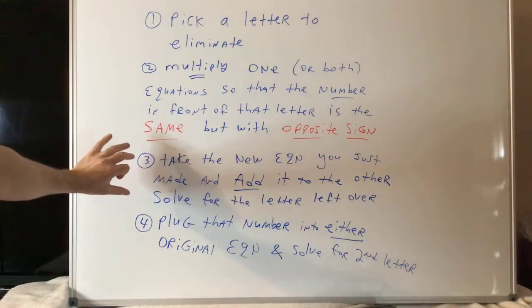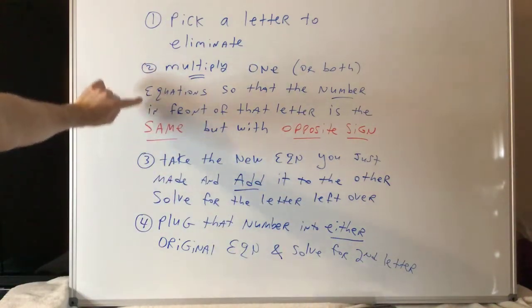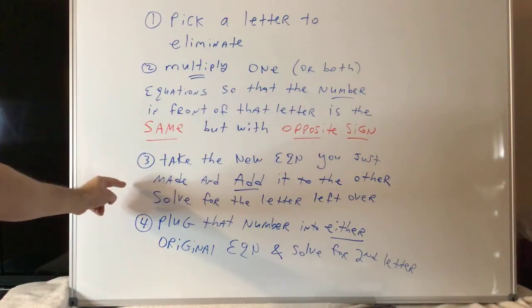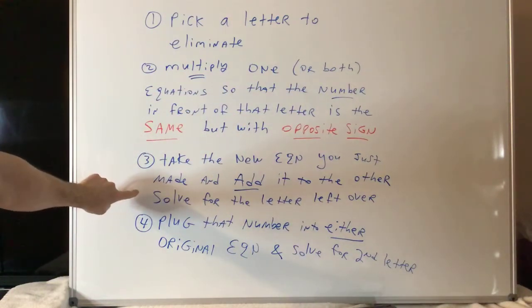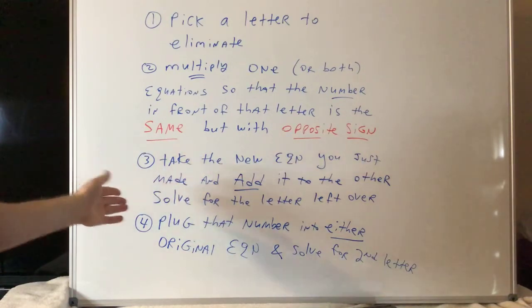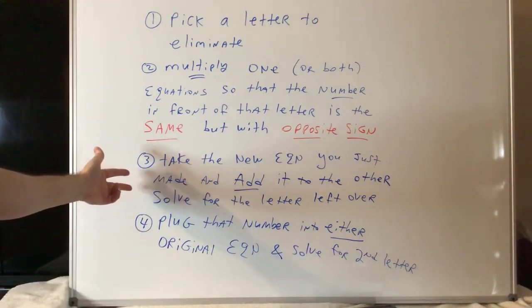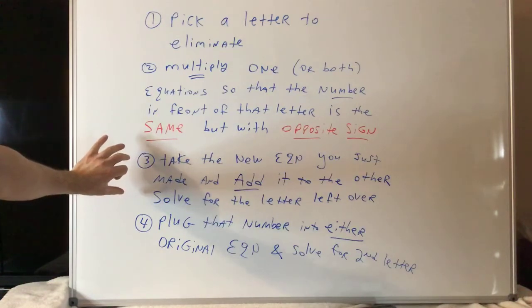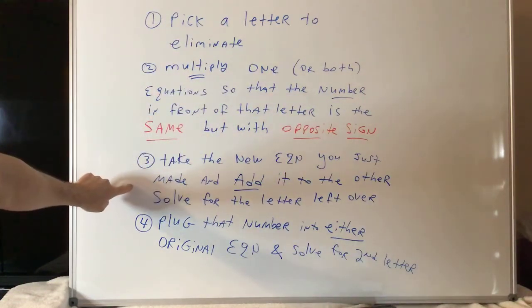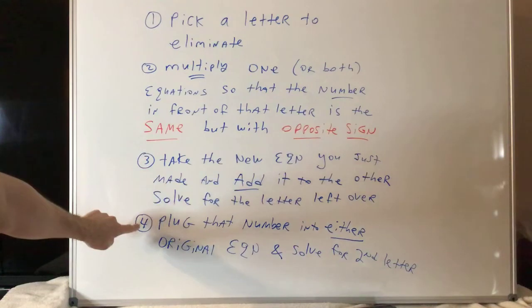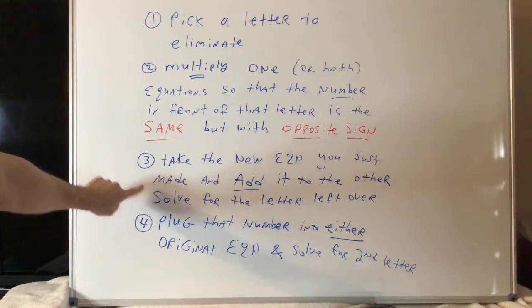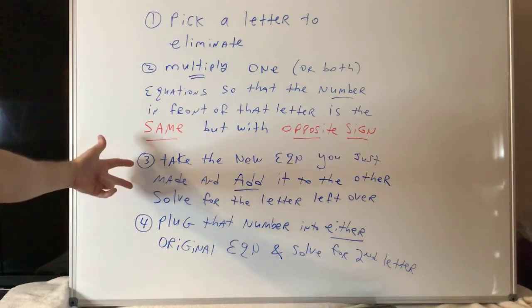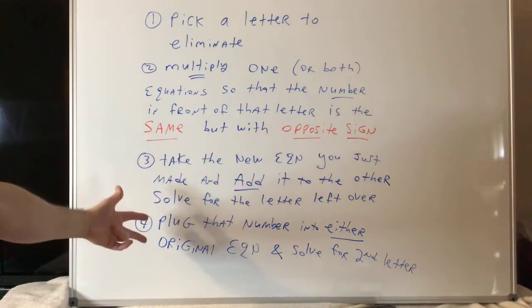Once you do that, if you did step 2 correctly, one of the letters will disappear, and you'll have a letter left over. If you eliminate x, you'll have y left over. If you eliminate y, you'll have x left over. But whatever. This is the key step though. Once you add them together and the letter drops off, you solve for the remaining letter. Then, once you know that one, if I know x, I can plug it back in and get y. If I found y, I could plug it back in and get x.